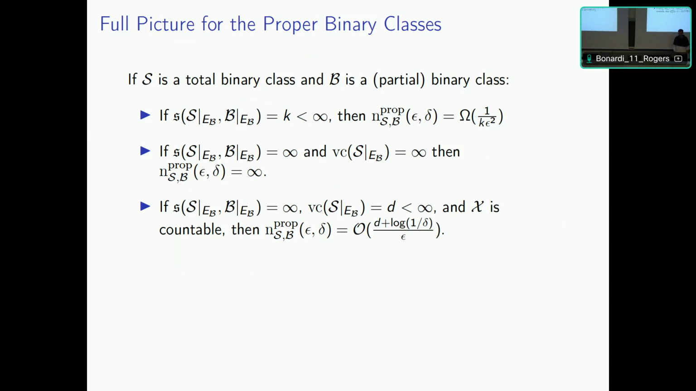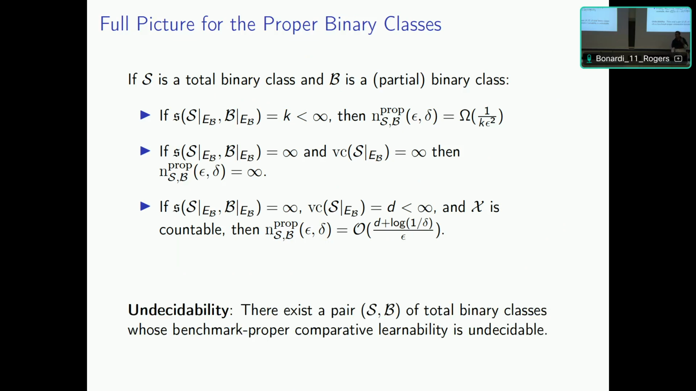So one might wonder what happens if x is actually uncountable. Following the second talk by Julian, there are cases where proper learnability is undecidable. And here, unexpectedly, this undecidability is for total binary classes, whereas in the usual PAC learning, this only happens for multi-class with infinite labels.